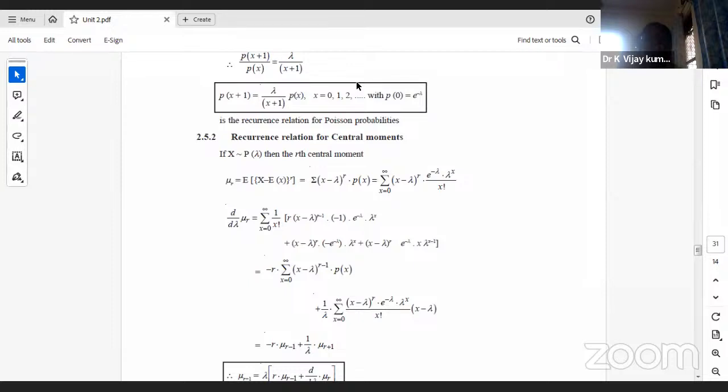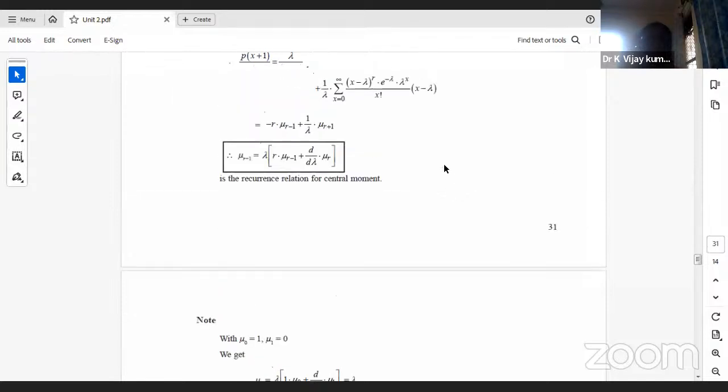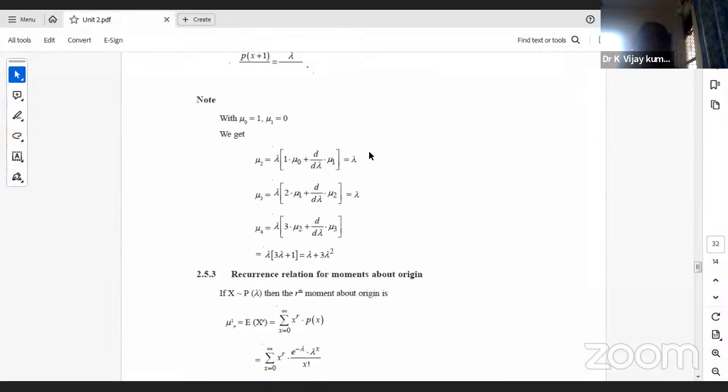This is the r-th derivative, r into x minus lambda whole power r minus 1 into e power minus lambda into lambda power x, again x minus lambda whole power r. This is a simplification of e power minus lambda lambda power x. So the recurrence relation of central moments is: d by d lambda mu r is equal to minus r mu r minus 1 plus r into mu r minus 1 plus d by d lambda mu r. We can write this equation here. Here mu 0 is equal to 1 and mu 1 is equal to 0.